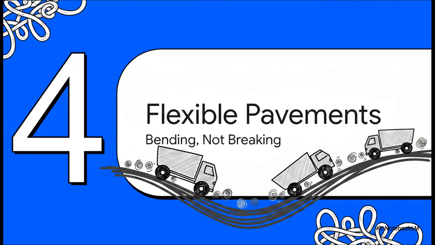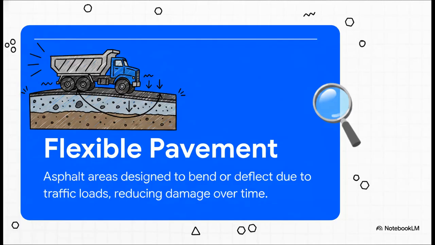All right, moving up from the foundation, let's look at Section 4, Flexible Pavement Systems, Bending, Not Breaking. How do modern surface layers handle the immense pounding stress of constant heavy traffic? Surprisingly, they do it by bending instead of breaking. Unlike rigid concrete, flexible pavement is actually engineered to slightly deflect or bend when a heavy truck drives over it.